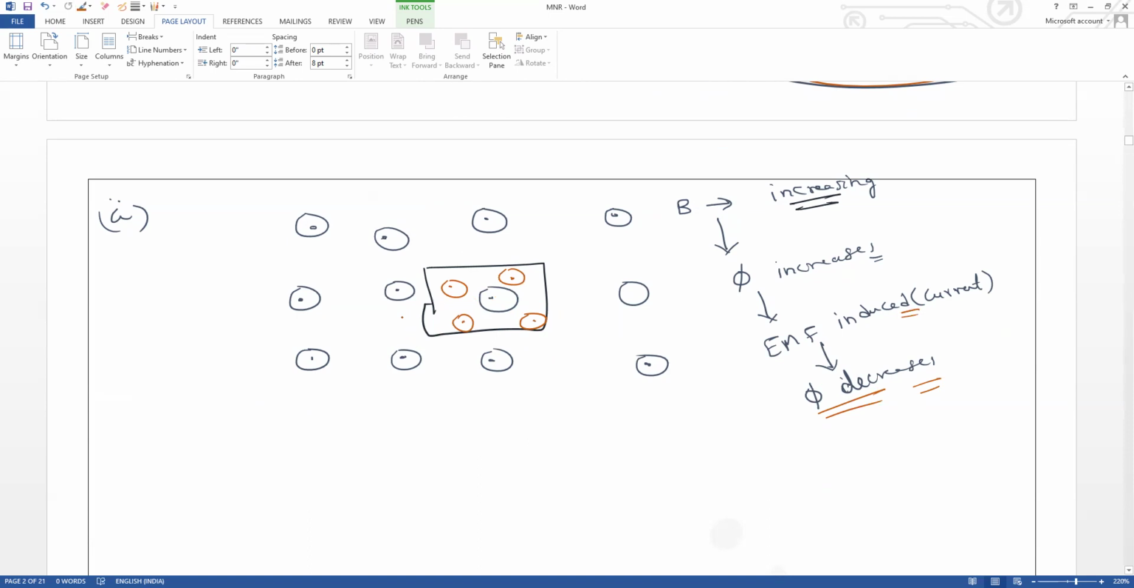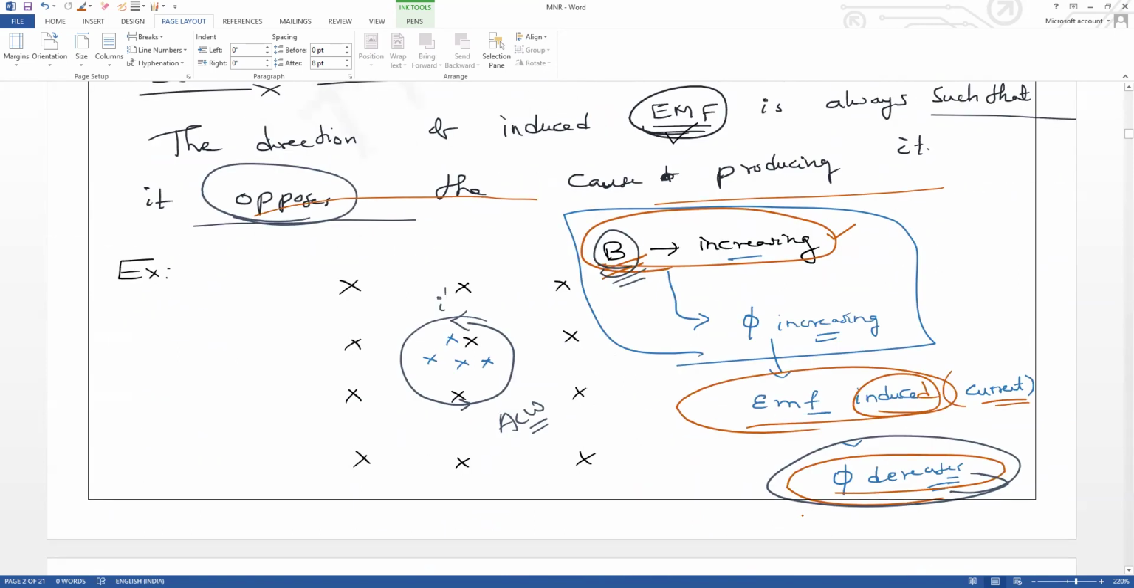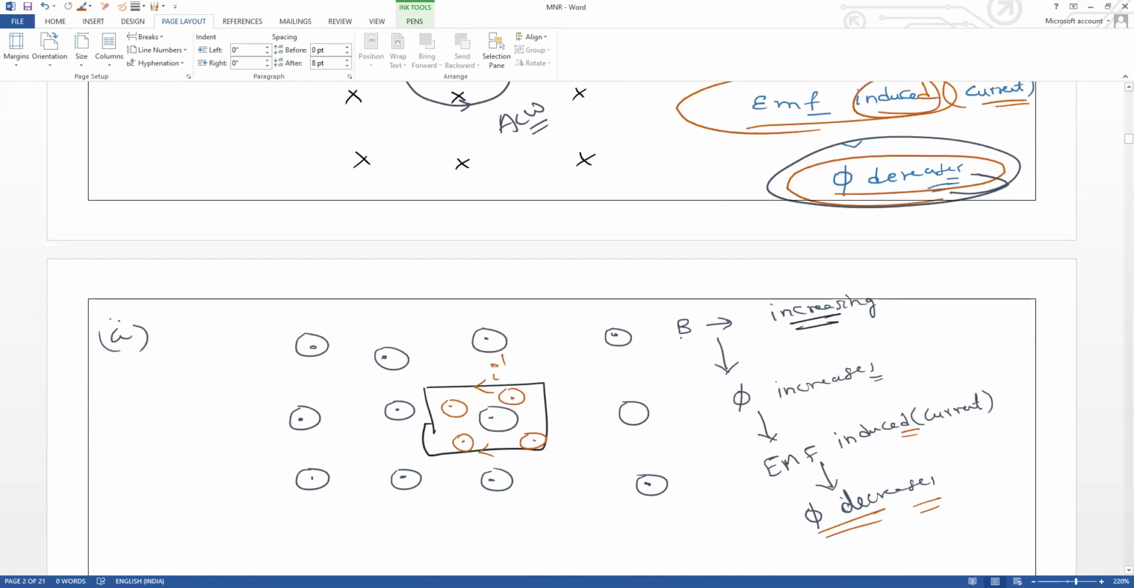Suppose the induced current is anti-clockwise. Now tell me, is the magnetic field going to increase or decrease? The magnetic field is acting outwards, and the induced current's field is also outwards. But we all know the definition: the direction of induced EMF is always such that it opposes the cause of producing it. So who is the cause of producing this induced current? B. Now B is acting outwards, so the magnetic field produced by the induced current is acting in the same direction or opposite to it?